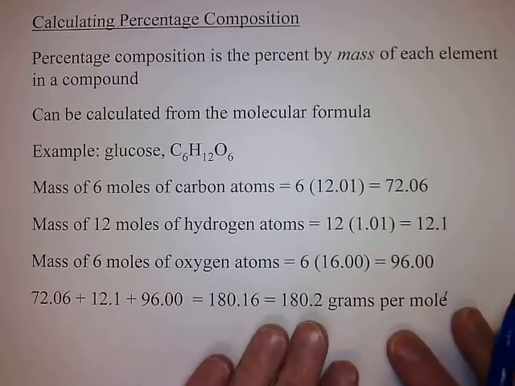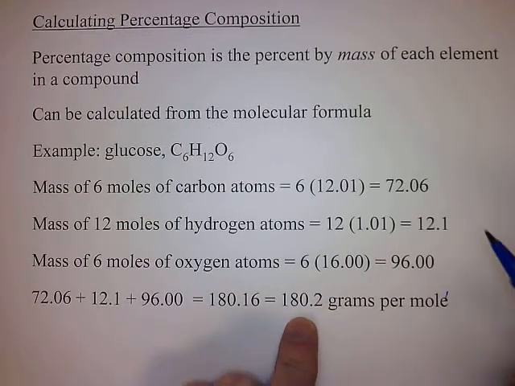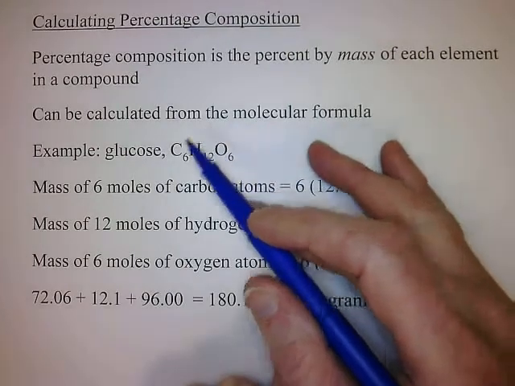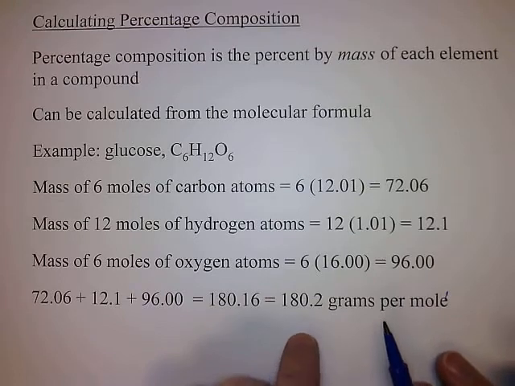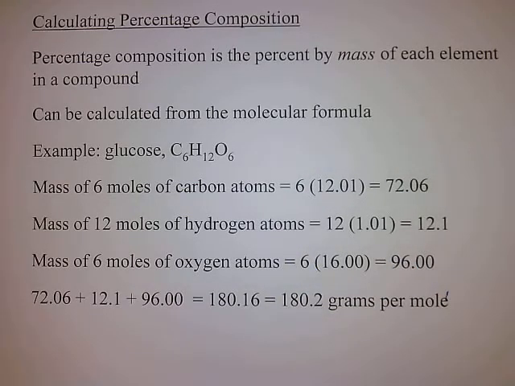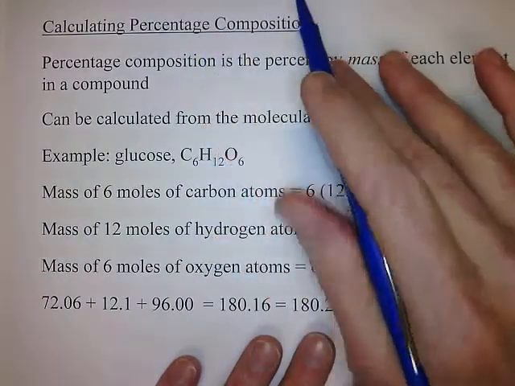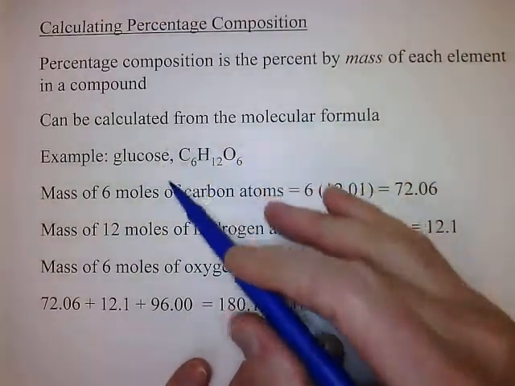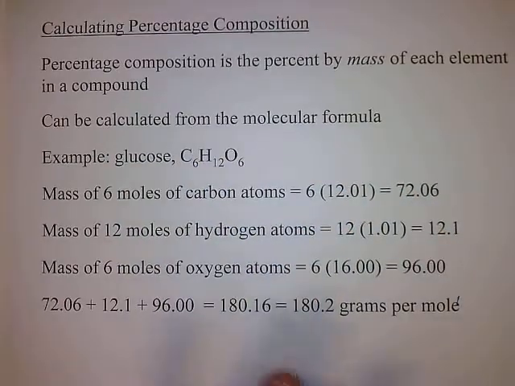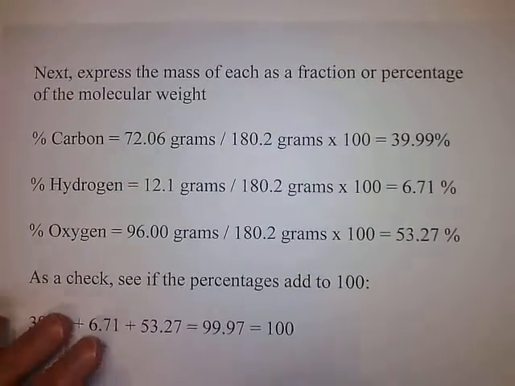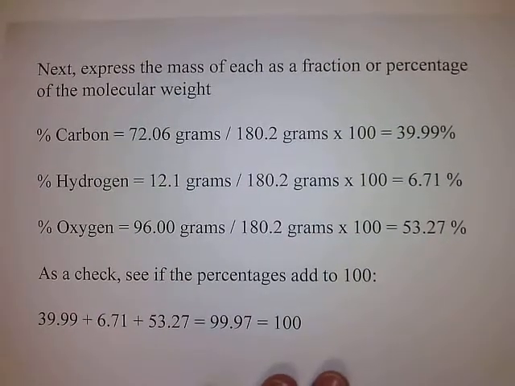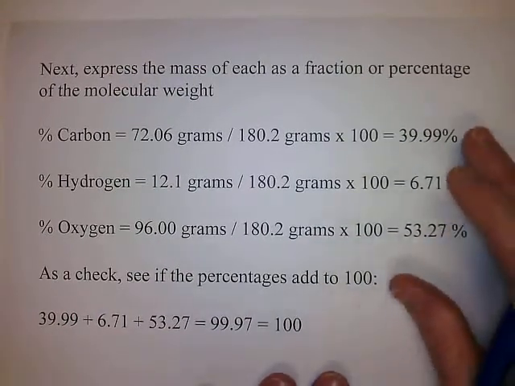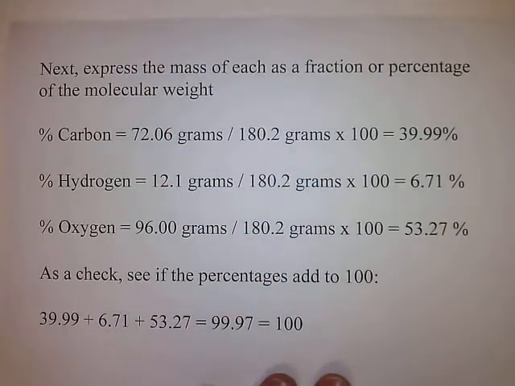This is just like the calculation that we did for the carbon dioxide a minute ago, right? We're just adding up the molar masses of all the atoms in the formula. This tells you it takes 180 grams to make 1 mole of glucose. But we want to calculate the percentage composition. We want to convert this formula, which expresses mole ratios, into mass ratios, right? So what we're going to do is express each as a fraction or percentage of the molecular weight or formula weight.